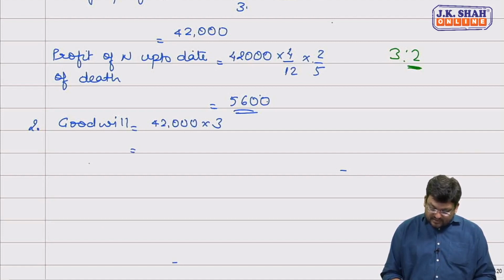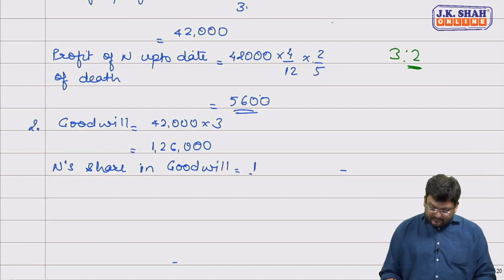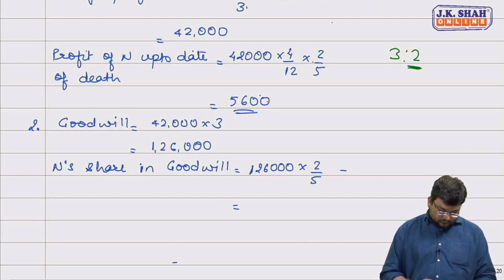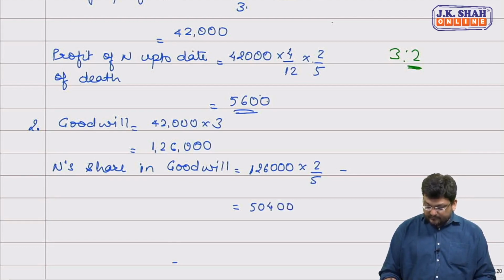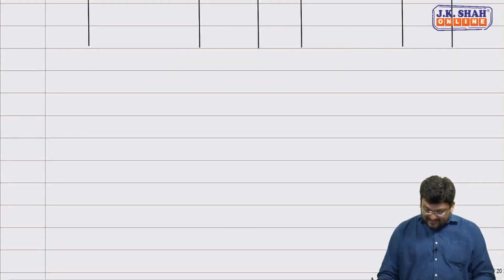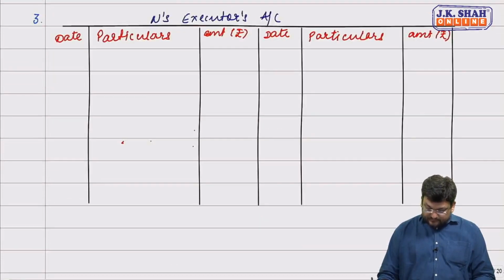So the firm's goodwill is 1,26,000 and N's share in goodwill will be 1,26,000 into 2 by 5. 50,400, correct? Yes, sir. So we are preparing N's executor's account, correct?